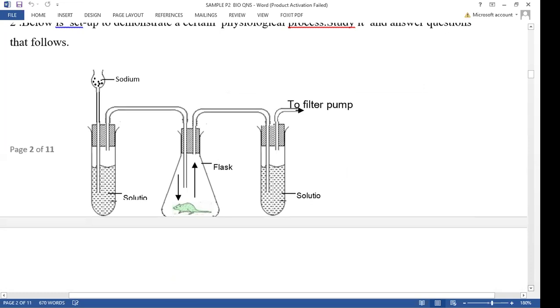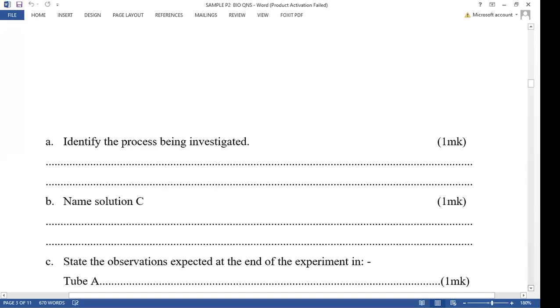To the question, so that I can take them through the first question. So you identify the process being investigated. The response that we are supposed to give under that is respiration.